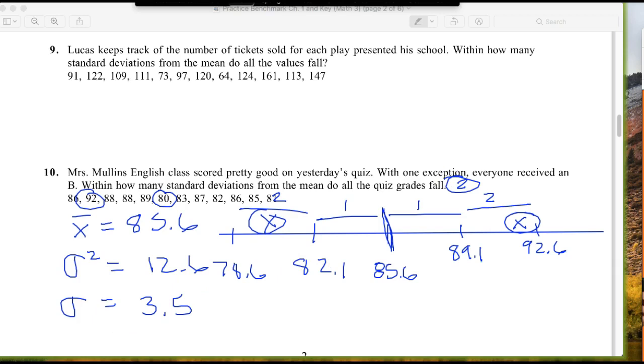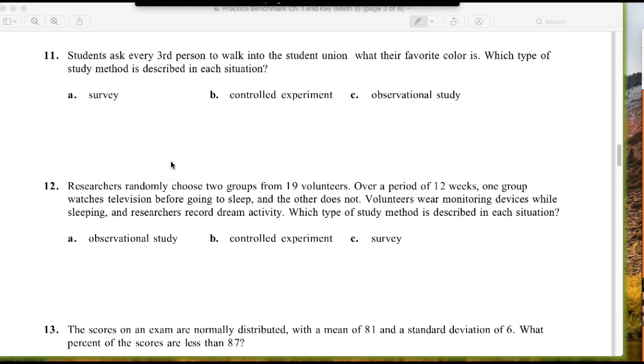All right, on to number 11. Students ask every third person who walks into the student union what their favorite color is. Which type of study method is described in this situation? All right, so it's not a controlled experiment.